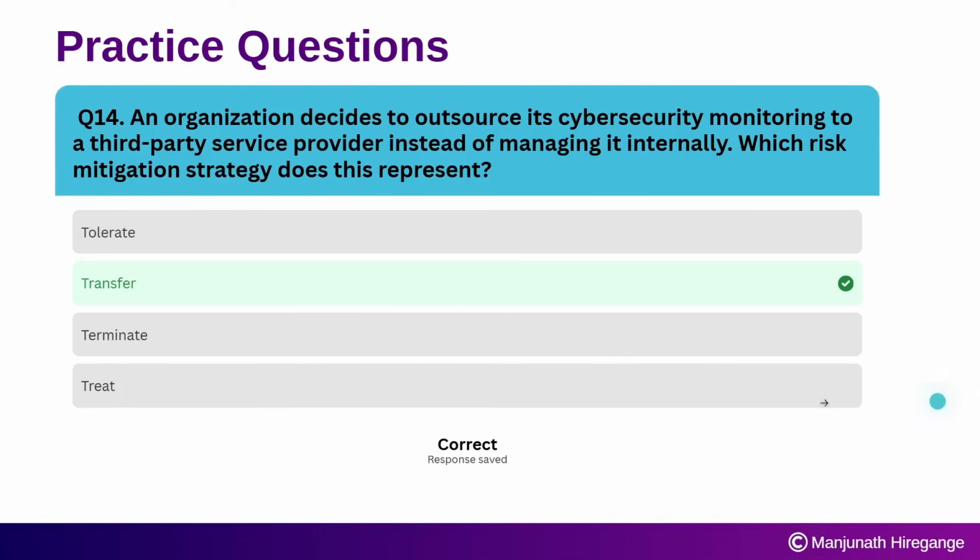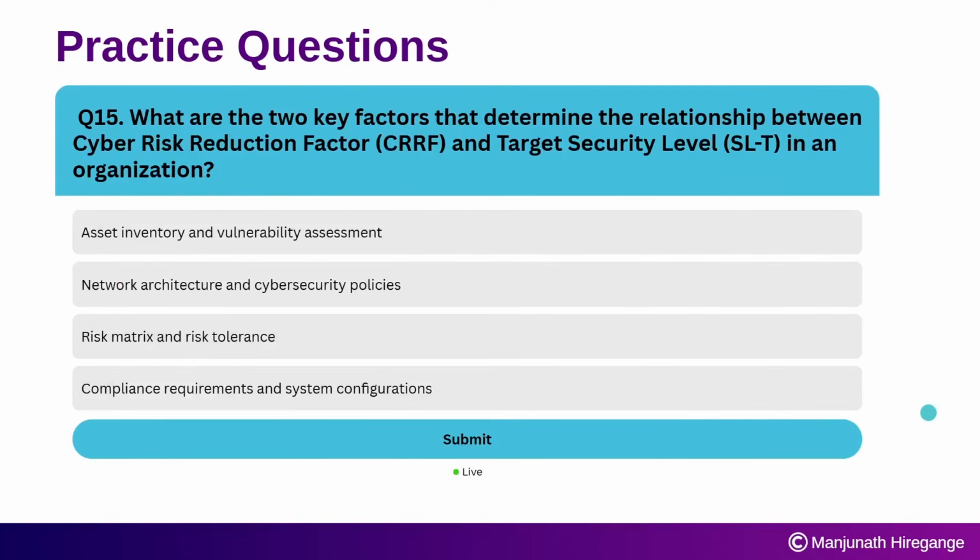So the next question is question number 15. What are the two key factors that determine the relationship between CRRF and SLT in an organization? Your options are asset inventory, vulnerability assessment, network architecture and cybersecurity policies, risk matrix and risk tolerance, compliance requirement and system configuration. So think over it. Where we are covering this particular topic, CRRF and target security level, obviously it is part of risk assessment. So the right answer is risk matrix and risk tolerance.